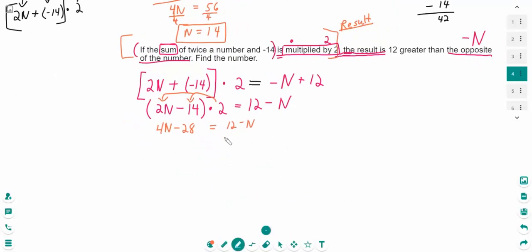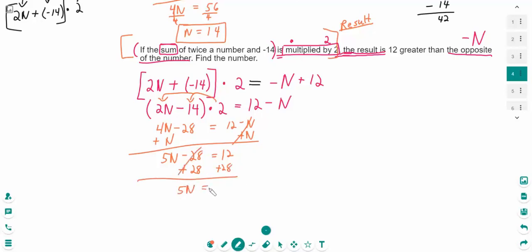So we will subtract, or excuse me, we'll actually add an n here and add it here. This is going to give us 5n minus 28 equals 12. And then we'll add that 28 to both sides to get our n term by itself. So we end up with 5n equals, what is this, 40. Okay, now we can divide out the 5, and we get n is equal to 8.